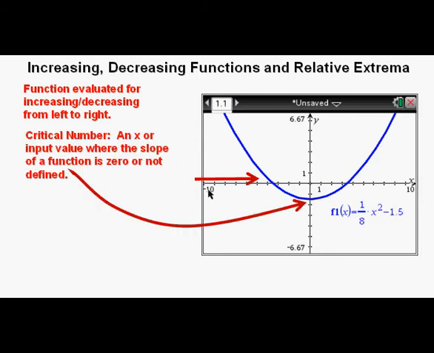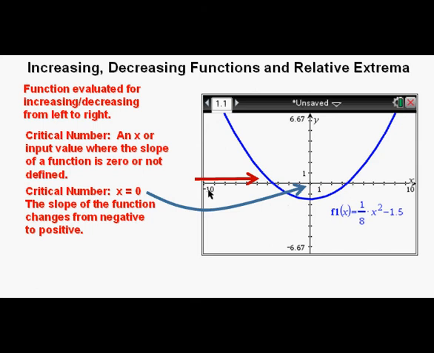The first thing we look for in a graph is critical numbers. A critical number is mainly found where the slope of a function changes from positive to negative or from negative to positive. The critical number is an x or input value where the slope of a function is 0 or is not defined. In this case, our critical number is x equals 0. At x equals 0, the slope of the function changes from negative to positive as input values change from negative to positive.